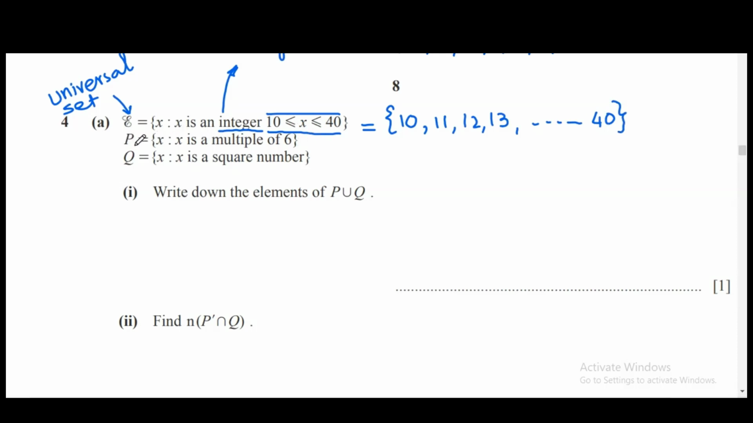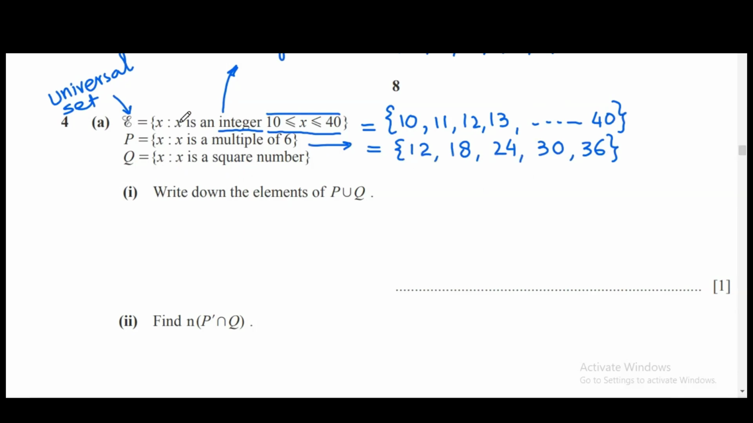Now the set P is x is a multiple of 6. Multiple of 6 means 6, 12, 18, 24, 30, 36, and so on. But you have to take the range in between 10 and 40. The multiples of 6 in between 10 and 40: don't take 6, start from 12, 18, 24, 30, 36. And next is 42, but don't take 42 because the range is till 40 here.